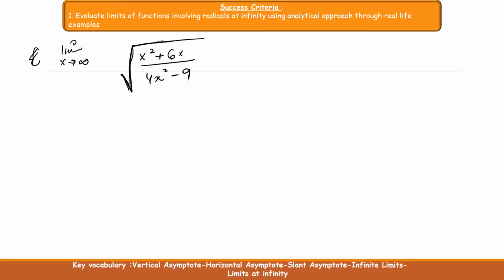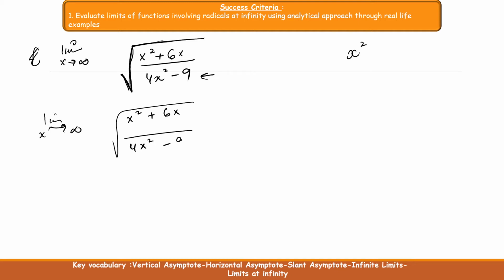So what do you do? You only focus on the denominator, take the variable with the highest degree, and after that divide the whole function, all the terms of the function, with this power. So right now I am writing the question as it is. Now in the denominator, the variable with the higher power is x square. So I will divide all the terms of the question with x square. After doing this, I will solve my question.